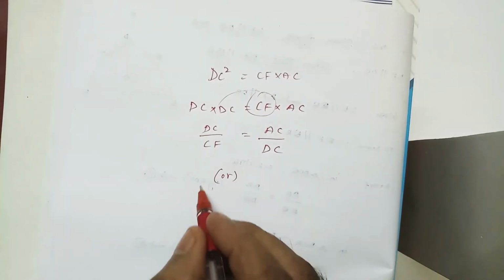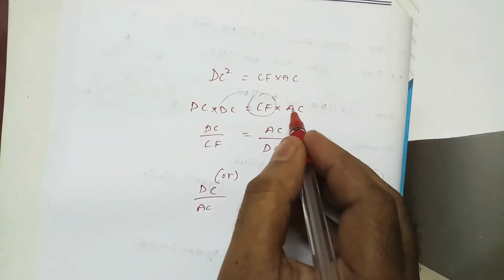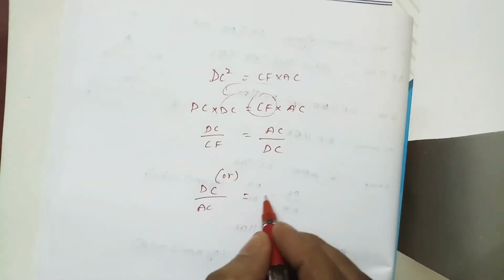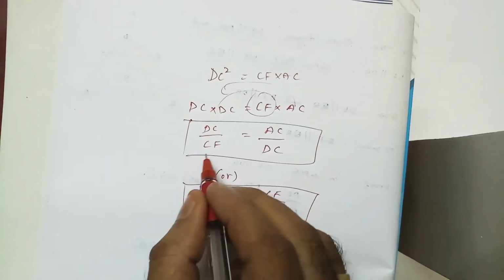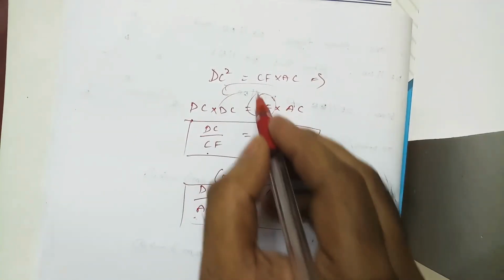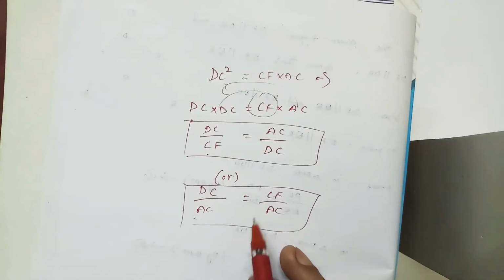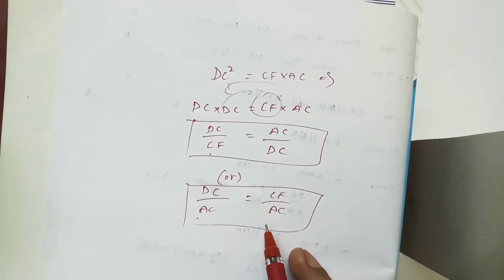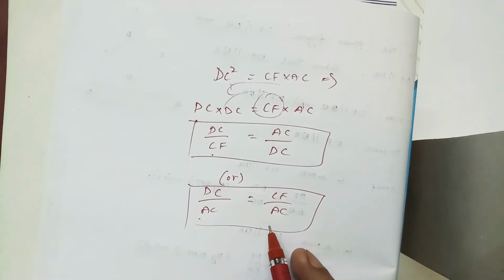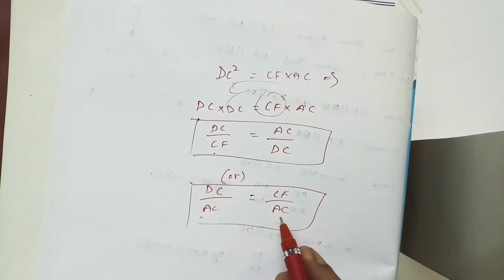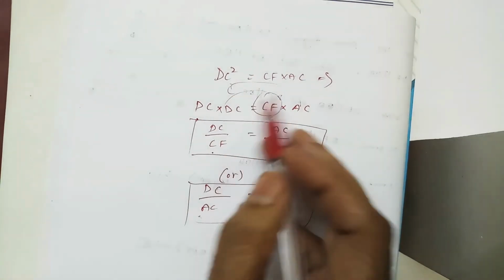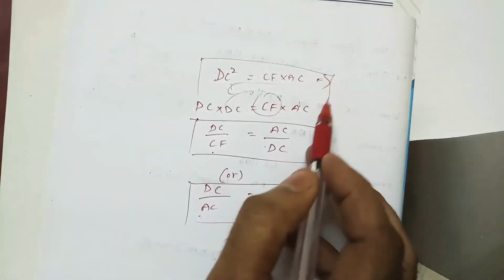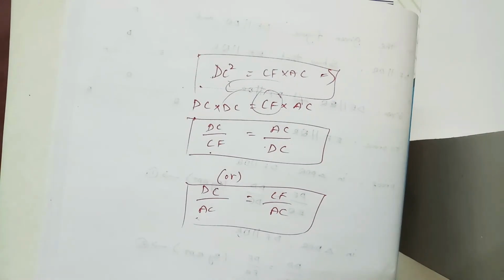Or, DC divided by AC, bringing this AC to the LHS, it becomes divide, and CF by AC. So we have to prove it this way and automatically we'll get the solution: DC square is equal to CF into AC. We have some givens, parallel sides, so with the help of the given, using BPT, I am going to prove in this format. After getting this format, I will multiply and get DC square equal to CF into AC.